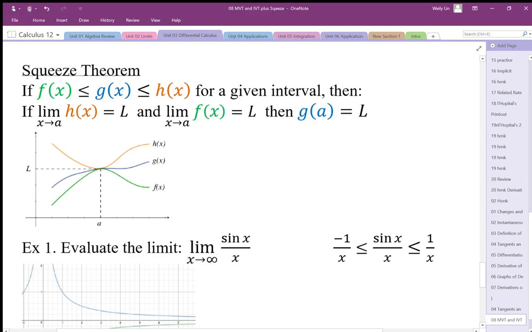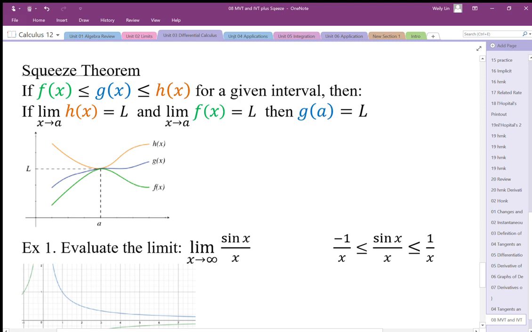So the limit as x approaches a of h of x equals the limit L, this y coordinate here. We know that the limit of the lower function f of x as it approaches a equals the same limit, but from the bottom, and we know the condition is that g is always squeezed in between. Then, regardless of whether we know how to evaluate it or not, it must have the same limit.